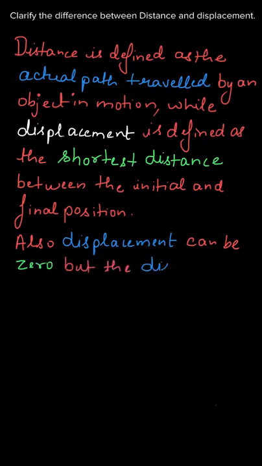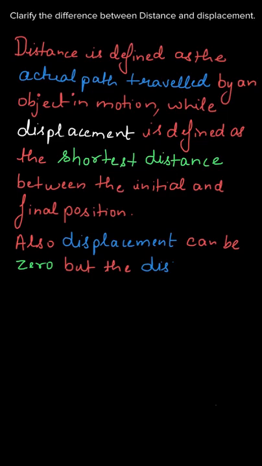Also, when we are talking about displacement, we know that displacement can be zero, because displacement is the shortest distance between initial and final position. So maybe it is the case that the body is coming back to its initial position, so then it will be zero, because it is the shortest distance between initial and final, and if the initial and final position are same, then the displacement will be zero.